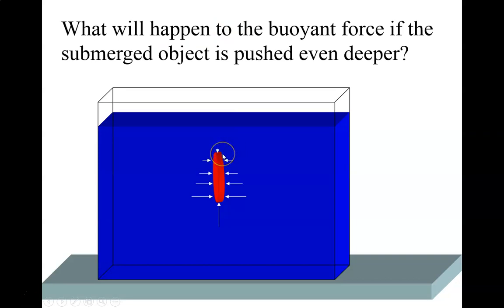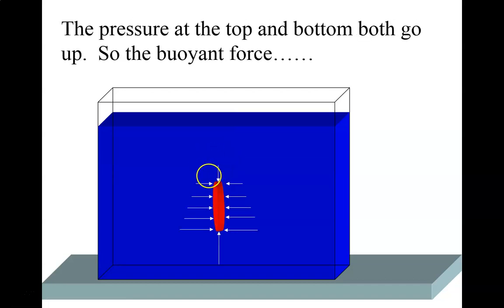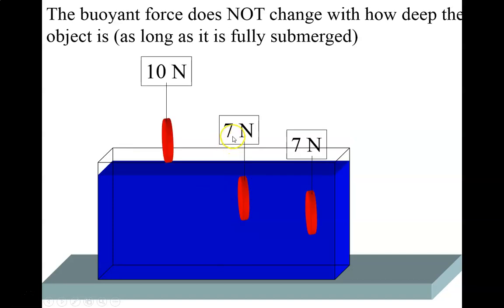Now what will happen to the buoyant force if an object is pushed deeper into the water? Well, the pressure at the top and the bottom both go up. So it ends up that the buoyant force isn't going to change. The buoyant force doesn't depend on how deep the object is in the water, as long as the object is completely submerged. We can show that with this object. Here we've got 10 newtons out of the water. At the surface of the water, the scale reads 7 newtons, meaning there's a buoyant force of 3 newtons. And then when it's deeper in the water, we still have a buoyant force of 3 newtons.